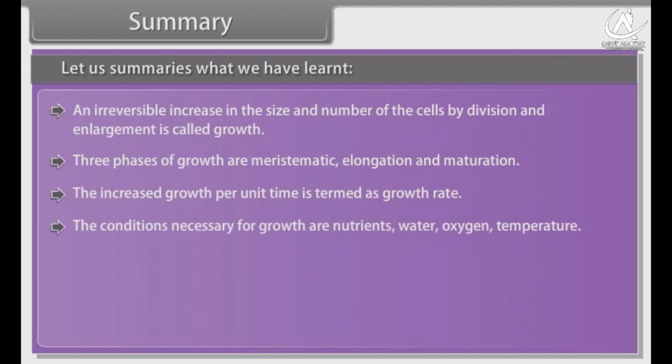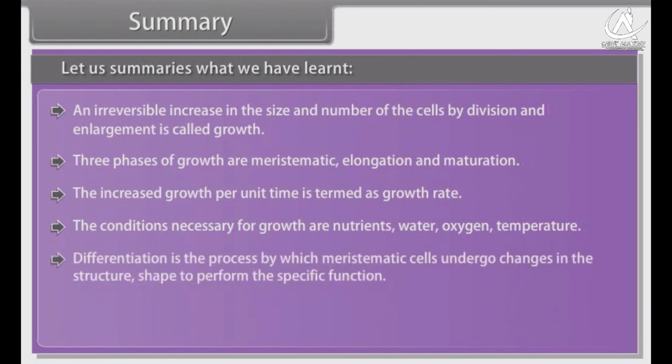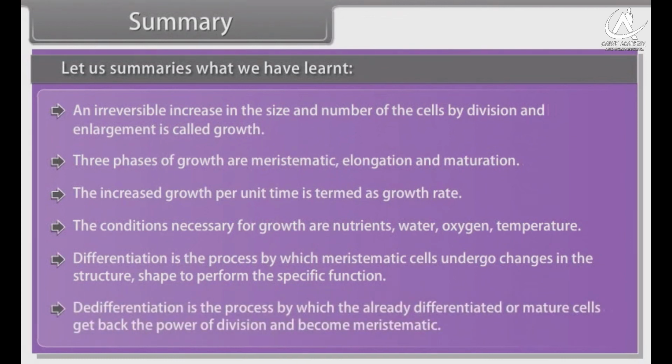The conditions necessary for growth are nutrients, water, oxygen, and temperature. Differentiation is the process by which meristematic cells undergo changes in structure and shape to perform a specific function. Dedifferentiation is the process by which the already differentiated or mature cells get back the power of division and become meristematic.